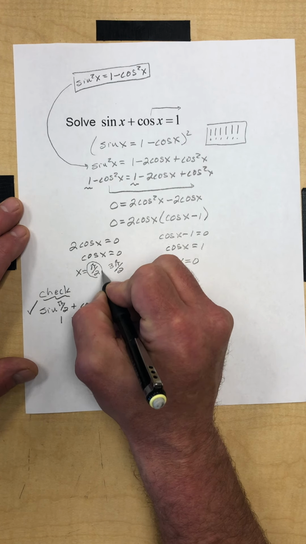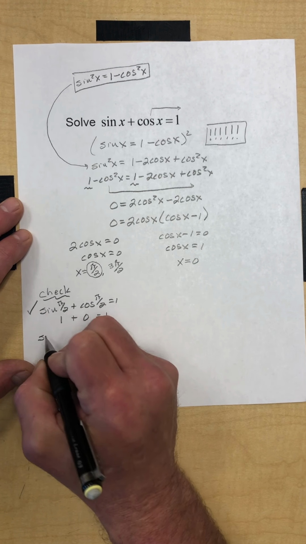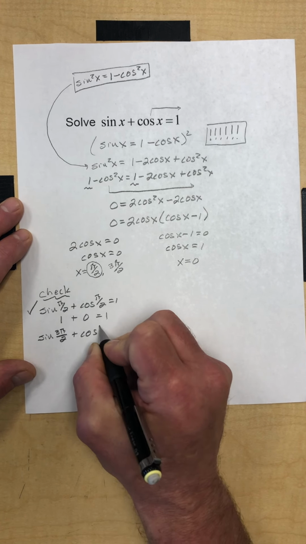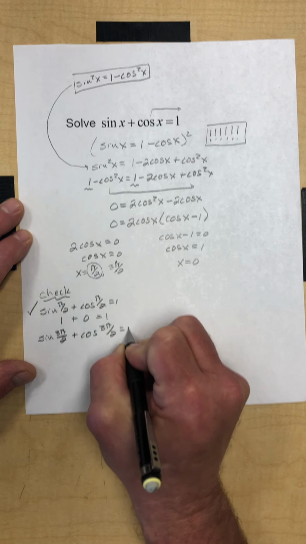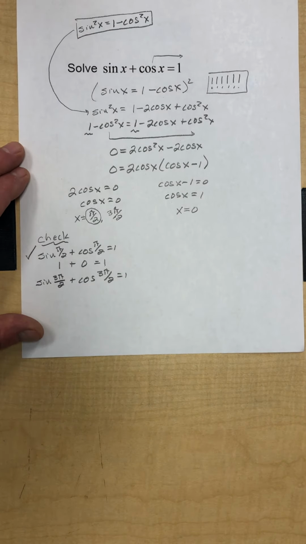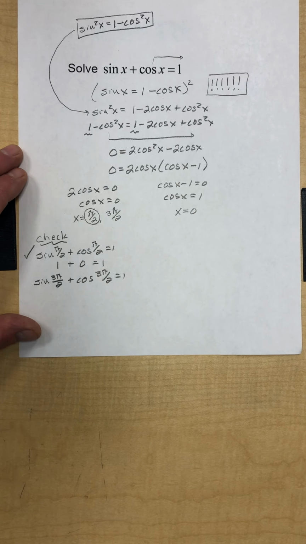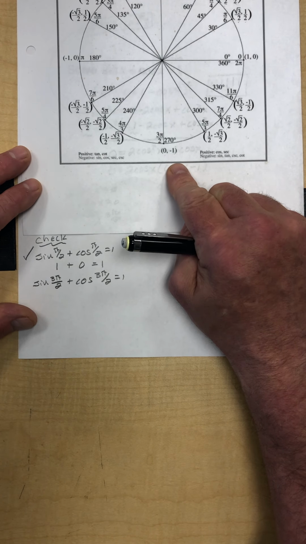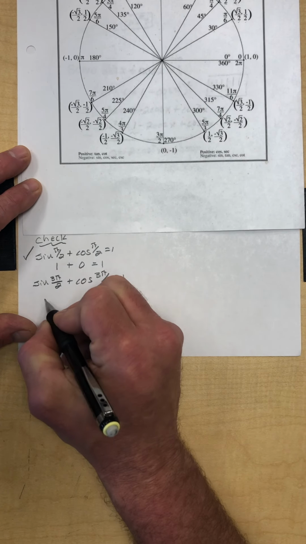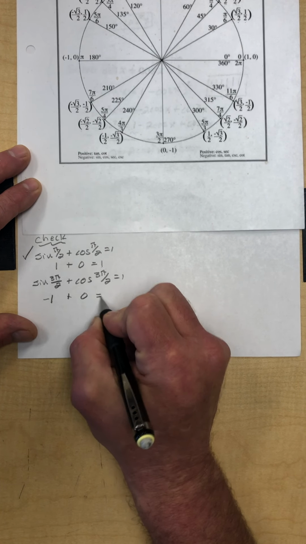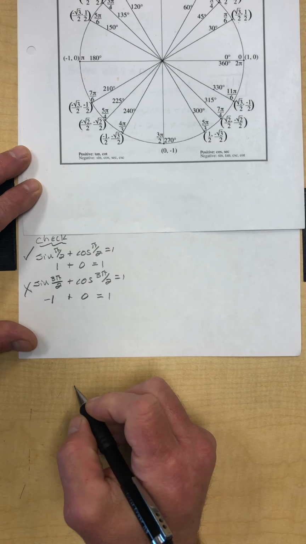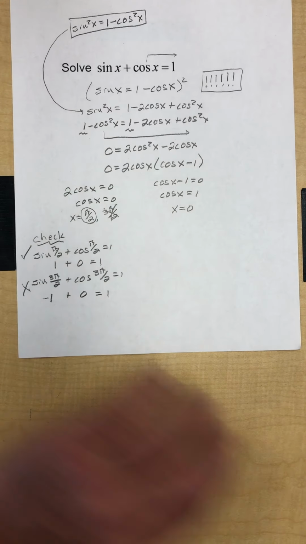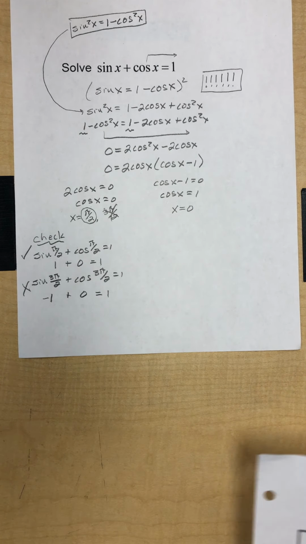So we're going to hold on to this guy. Now let's check 3 pi over 2. So we say sine of 3 pi over 2 plus cosine of 3 pi over 2 equals 1. Again, we go to 3 pi over 2, and the sine is negative 1 and cosine is 0. So I get negative 1 plus 0 equals 1, and that's a no-go. That doesn't work out. So this guy goes away. Nope, don't want him.